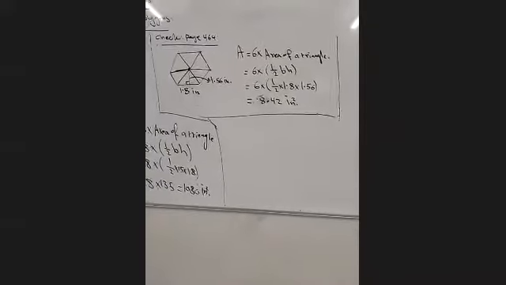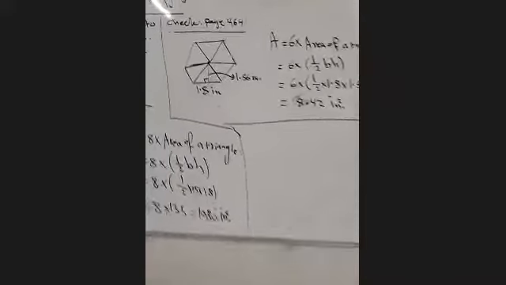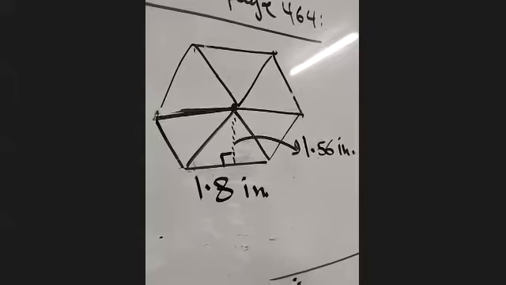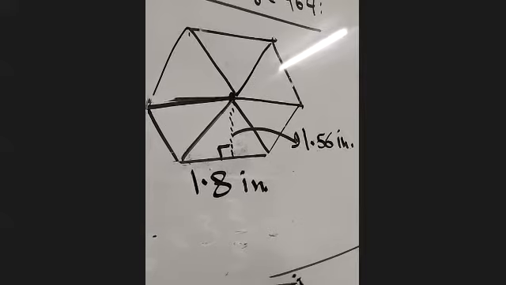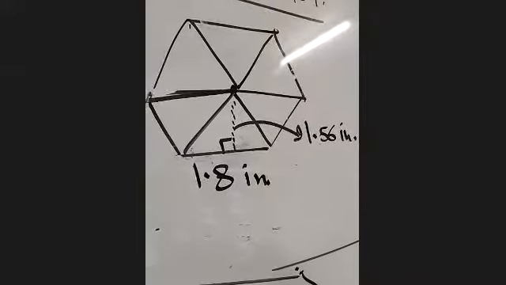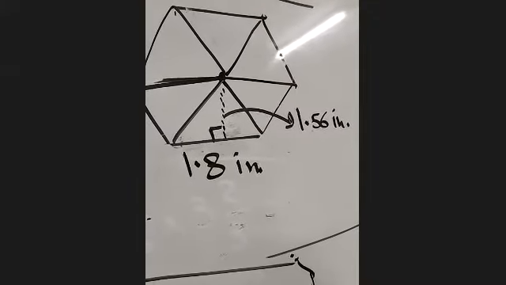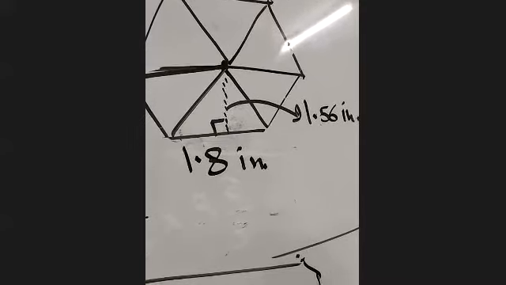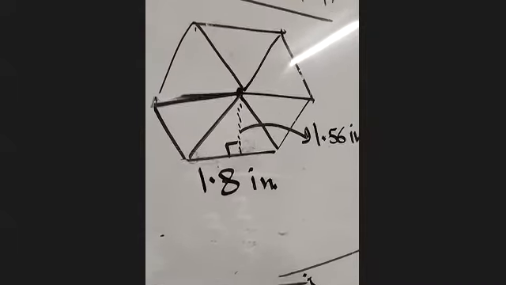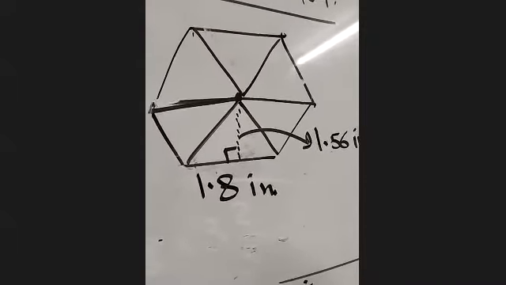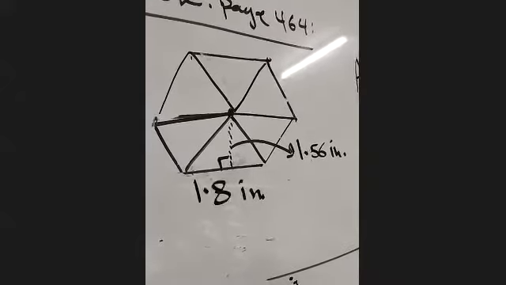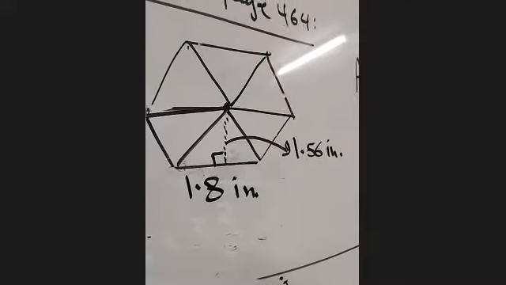I don't understand the check. How many triangles do we have? 6. Each triangle has base how much? 1.56 inches. And what? Sorry. Ibrahim, focus, please. Each triangle has base how much? 1.8. And each triangle has height how much?